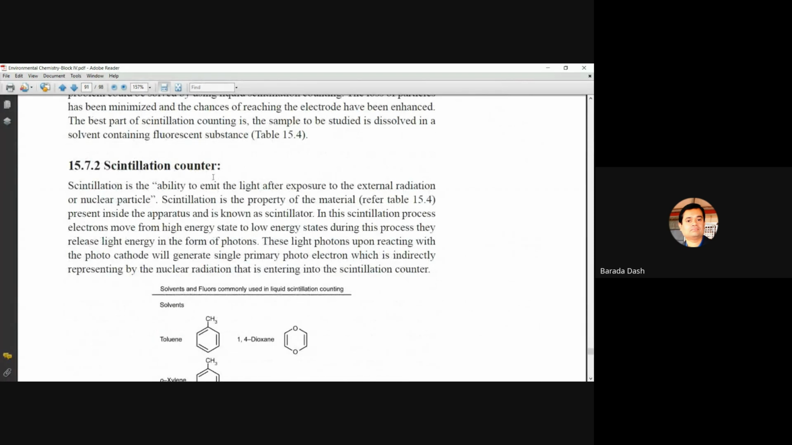Then scintillation counter. Scintillation is the ability to emit light after exposure to external radiation or nuclear particles. Scintillation is the property of the material present inside the apparatus, known as the scintillator. In this scintillation process, electrons move from a high energy state to a low energy state. During the process, they release light energy in the form of photons.